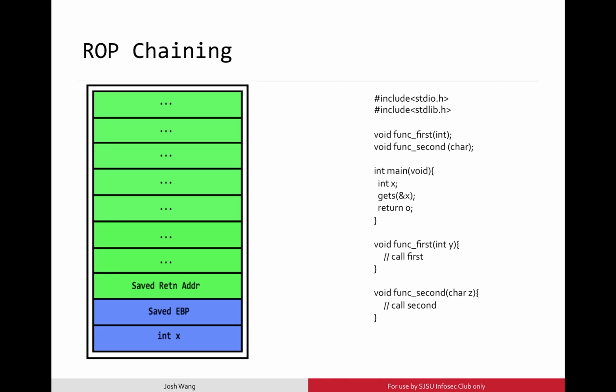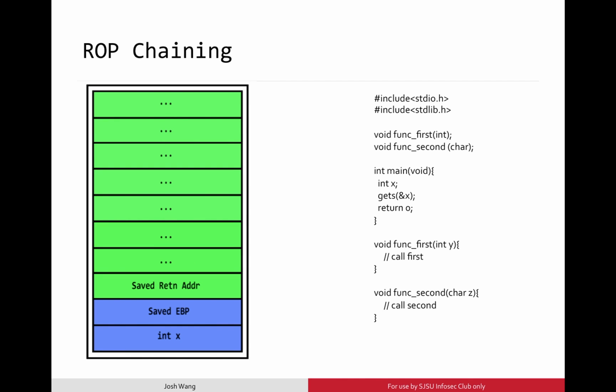So now we can talk about ROP chaining. ROP chaining is based on the same idea as return to libc, except instead of ending your attack after just one function call, you want to chain together different function calls to achieve something more significant collectively. So basically, you want to call multiple functions instead of just one.